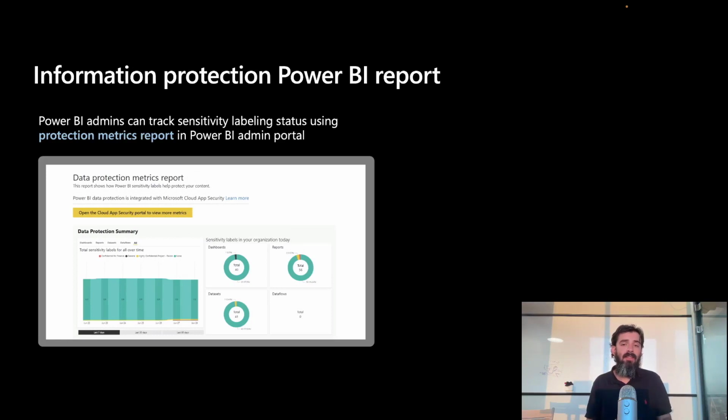To help track the status of sensitivity labels on the items in your Power BI tenant, we provide in the admin portal a protection metrics report. This report gives you a glance at how many artifacts have sensitivity labels applied and with which sensitivity labels, and also gives you an indication of how many items are still left without sensitivity labels. So you can take action and use the admin API I previously mentioned to bulk apply sensitivity labels on all the content.